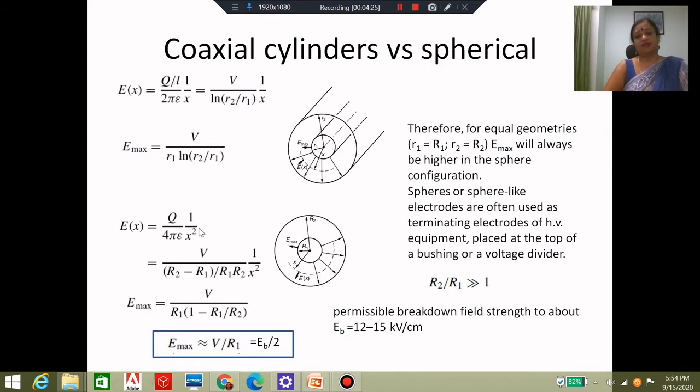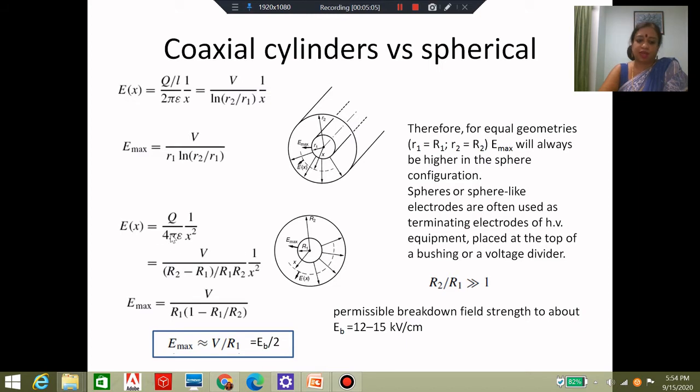Next, as a contrast to coaxial cylinders, let us consider a similarly popular arrangement, and that is concentric spheres. So spherical arrangements with the concentric spheres. So here you have similarly an inner sphere with radius capital R1 and an outer sphere with radius capital R2. Similarly, as before, we will be able to obtain an analytical expression for the electric field in the space between capital R1 and capital R2.